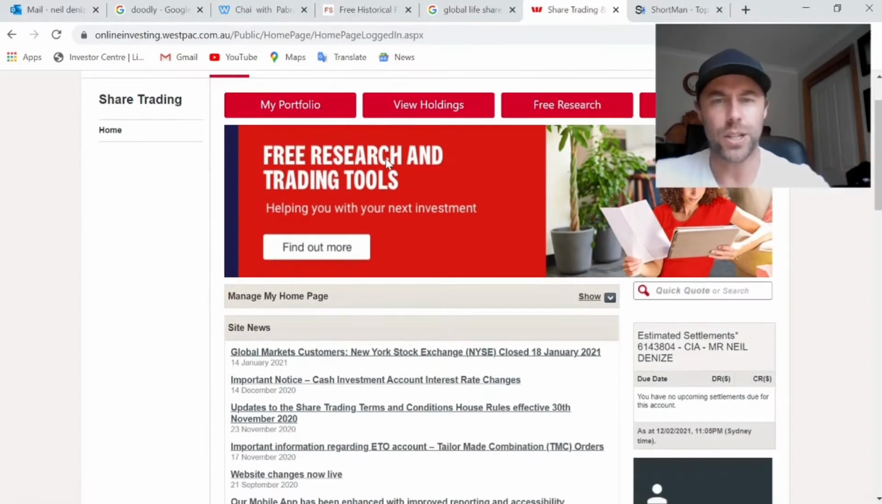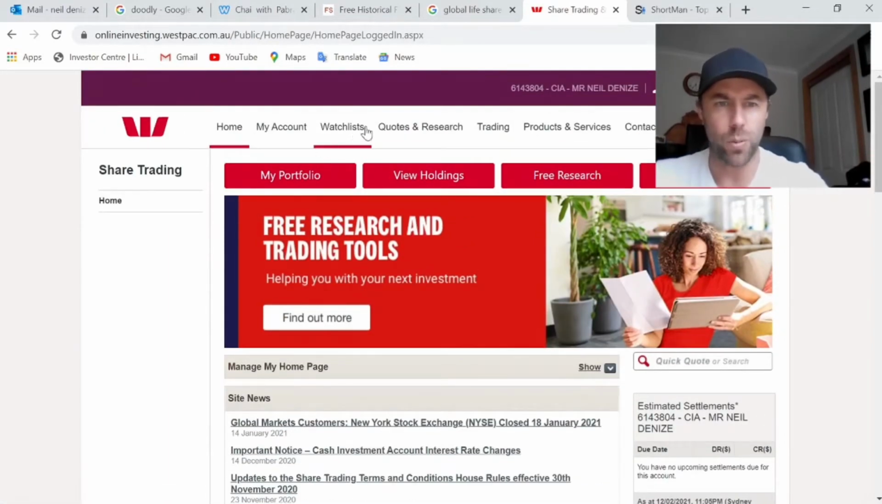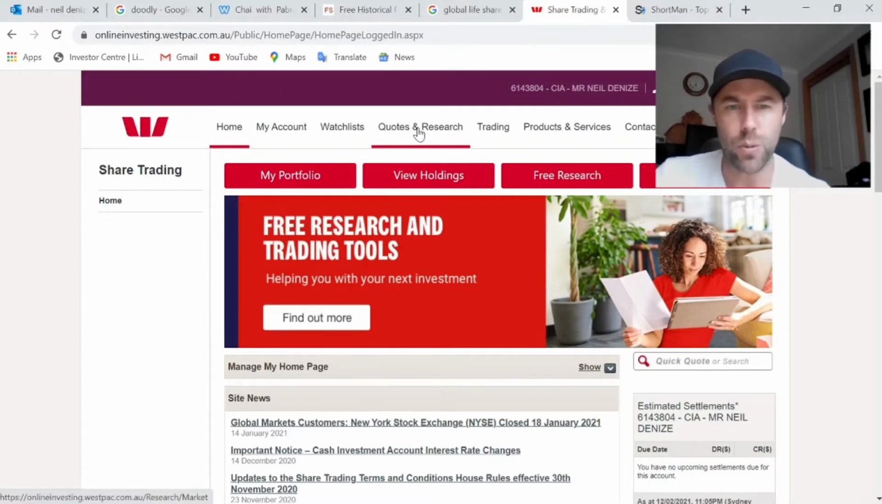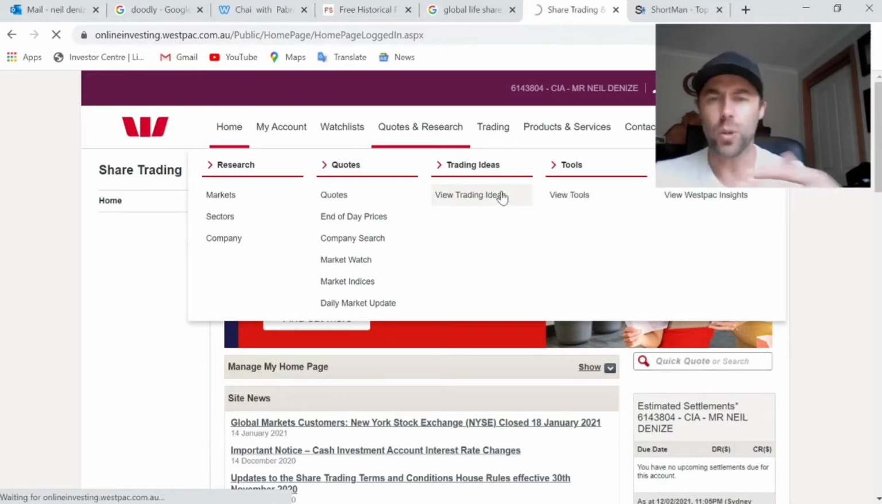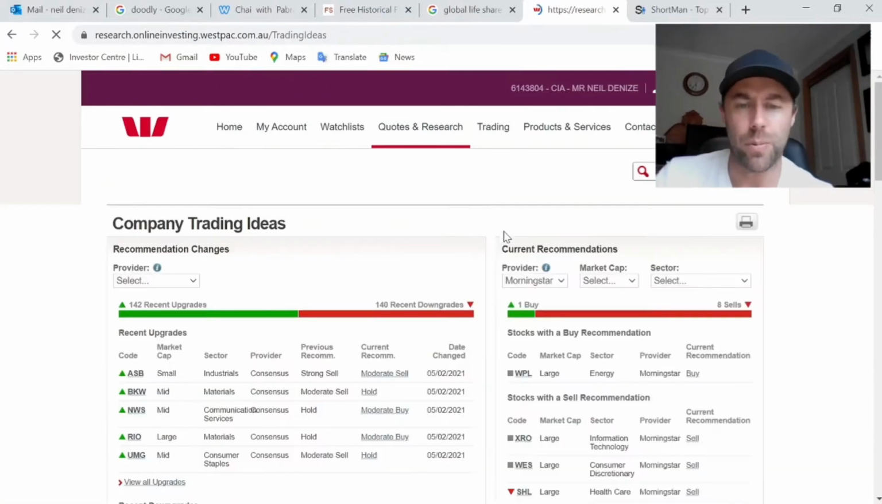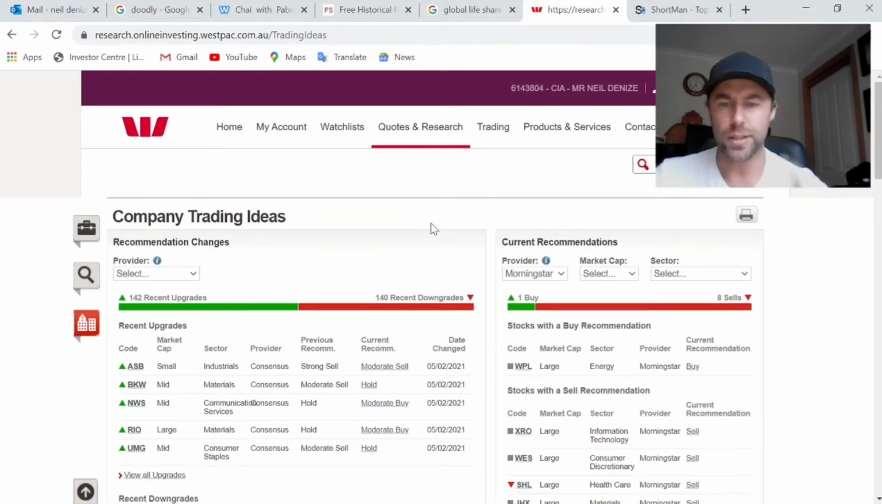At the top of the section here, we have home, my account, watch list, quotes and research. That's where we're going today. So we'll go down here and look at view trading ideas. This is where I come to do a bit more research on particular companies, or if you're struggling for ideas of things to invest in, maybe you're just starting out in your investment journey and you're not sure what companies you should invest in. There are so many different companies out there today, it's hard to know which ones are good. And I do put a fair bit of stock into what Morningstar has to say as well.